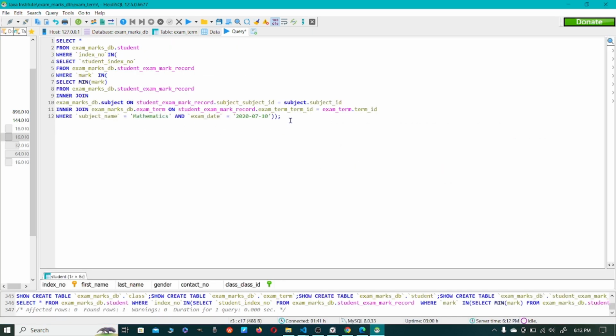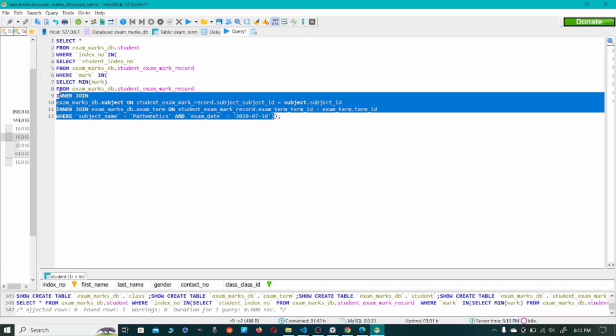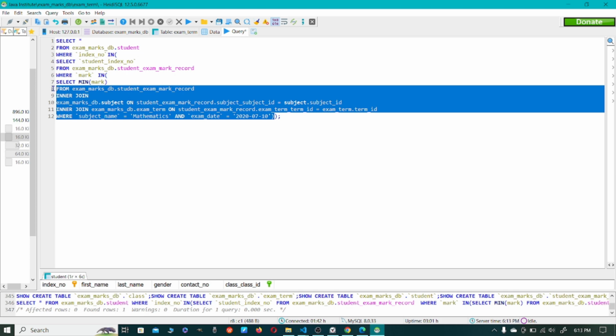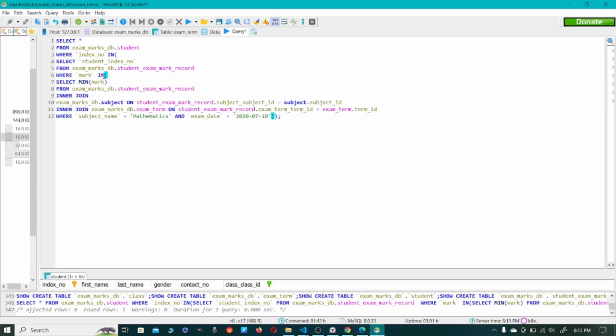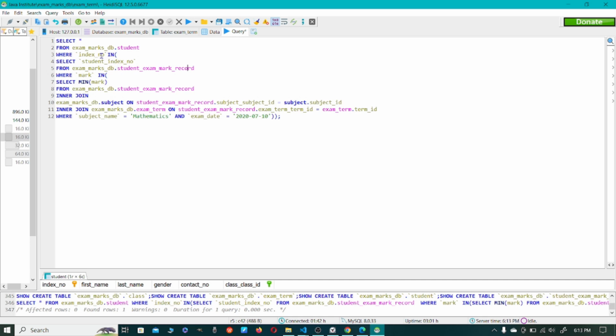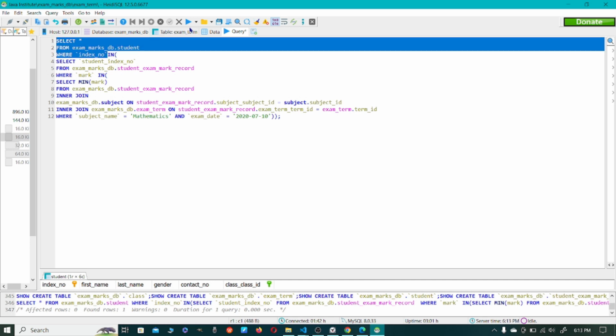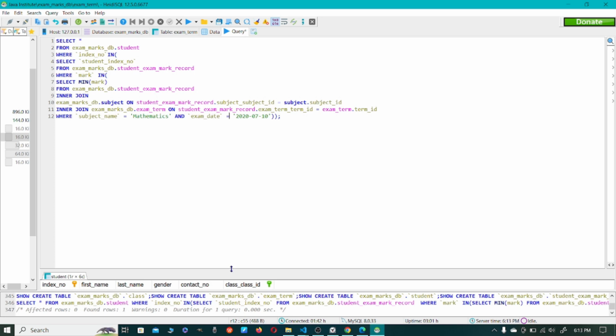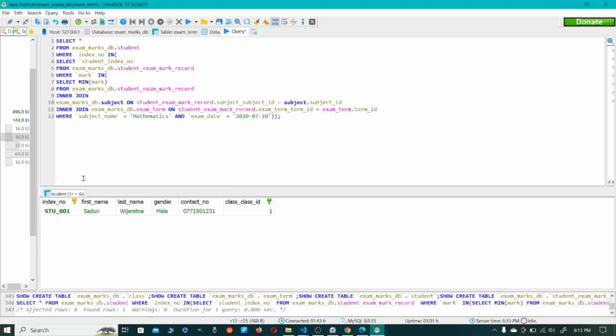Now you are looking at the fifth query. The fourth query is our first subquery, the lowest mark for mathematics obtained in the term examination. Using that mark, we have obtained the index number of that student, and using that index number, we have derived the student's details. I have executed the query. I will show you now. This is our answer.